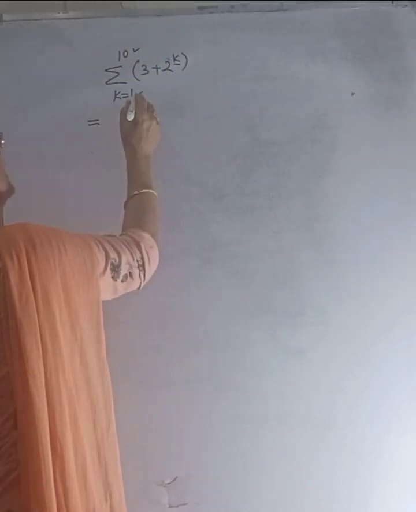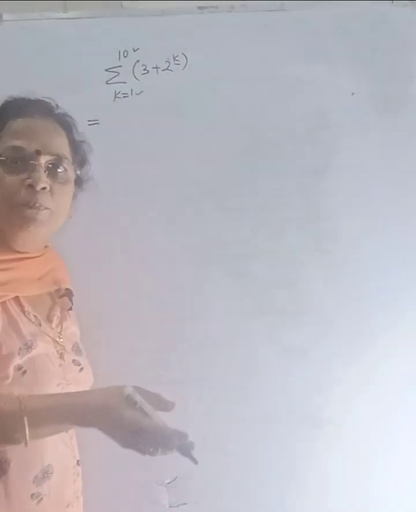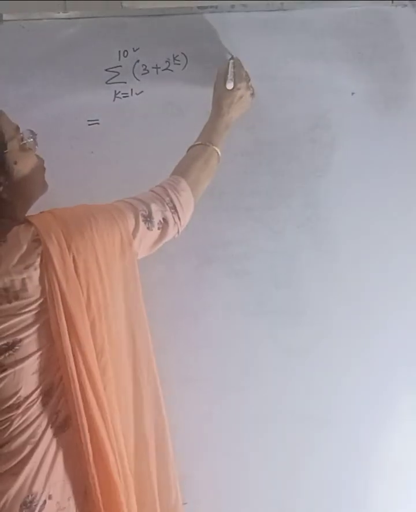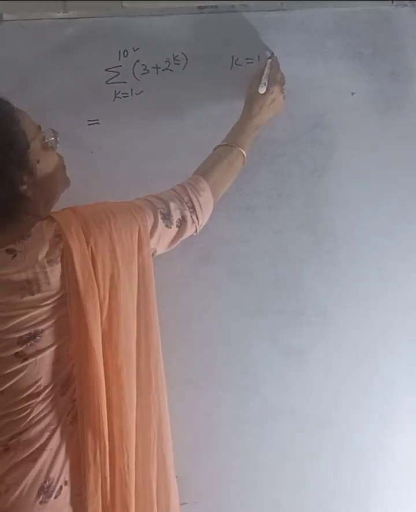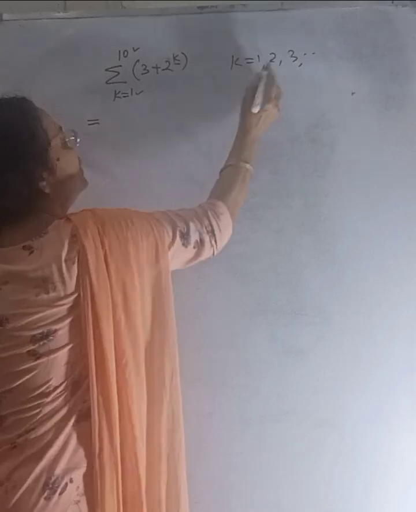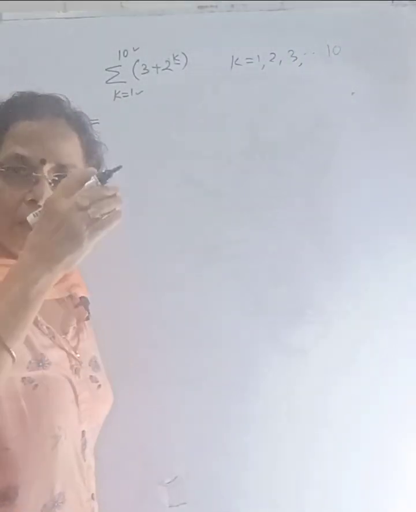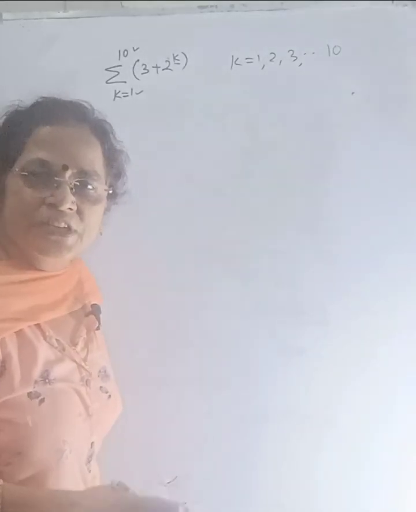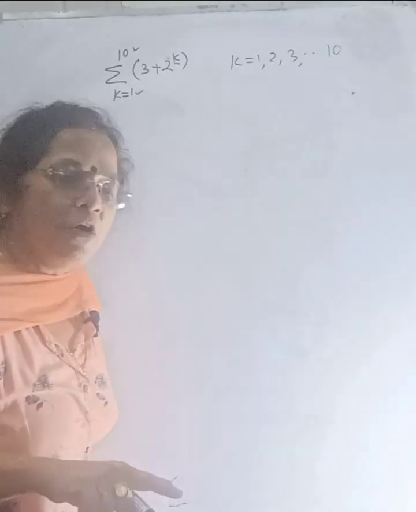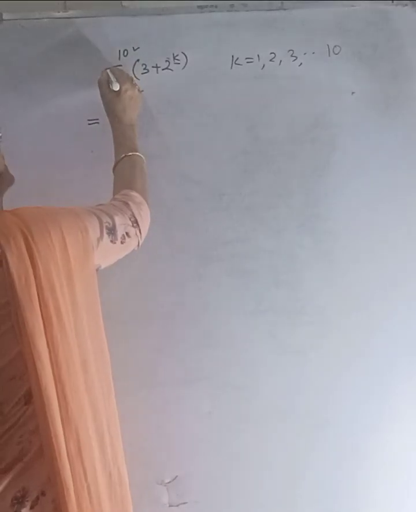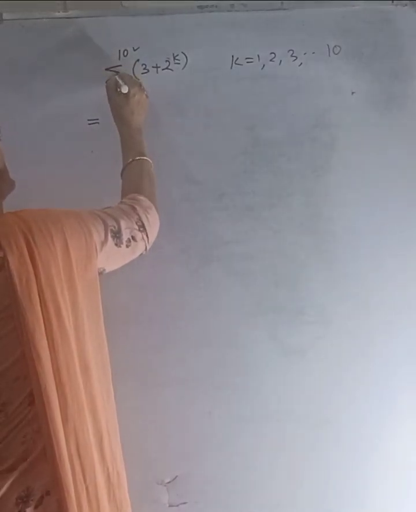Then we have to find the summary that will be obtained by putting k is equal to 1, 2 and 3 and so on up to 10. It means 10 members of the series will be obtained and then the summary will be obtained. This is the mark of summation. This means we have to find the summary.